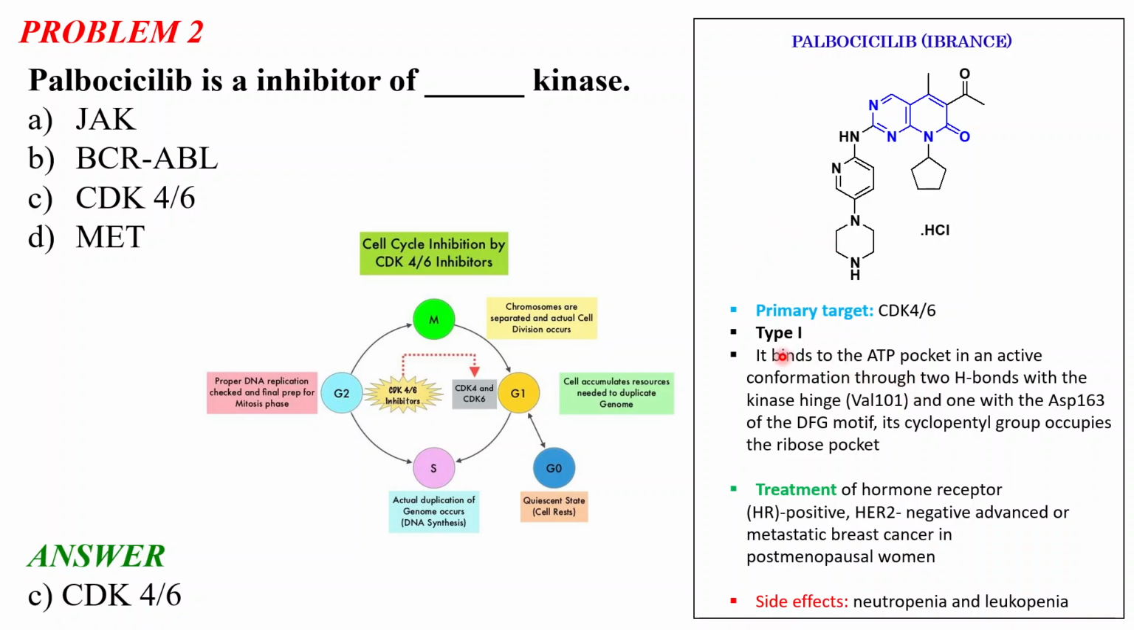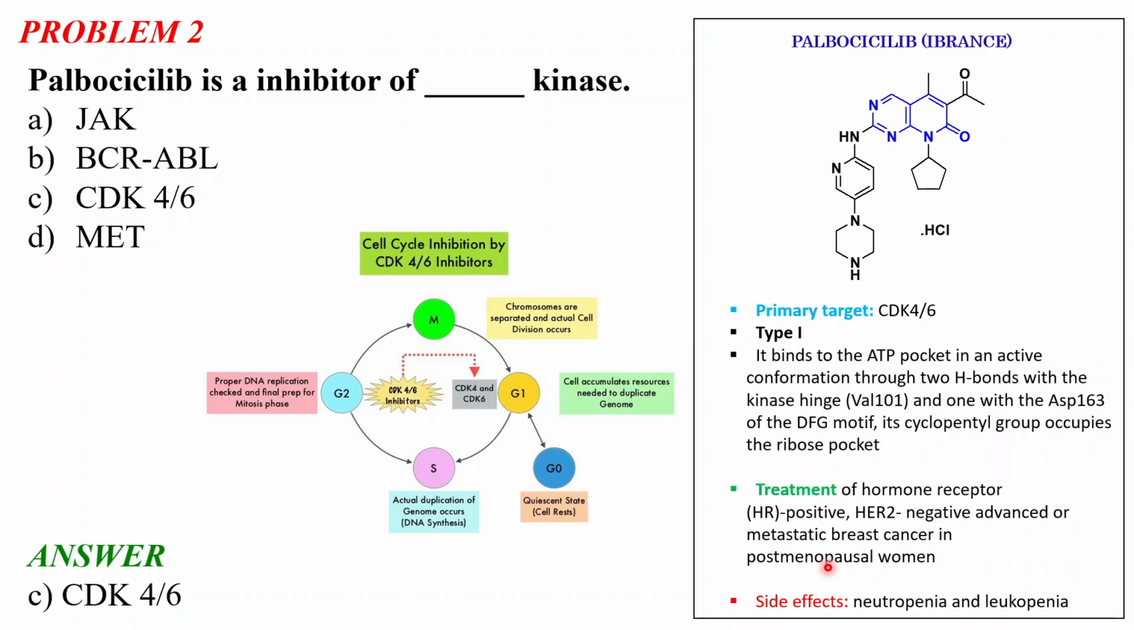So palbociclib is a type 1 kinase inhibitor of CDK 4/6, and it binds to the ATP pocket in an active conformation through 2 hydrogen bonds with the kinase hinge valine 101 and one with aspartic acid 163 of the DFG motif, and its cyclopentyl group occupies the ribose pocket. As you can see, there is a cyclopentyl group. It is used for the treatment of hormone receptor HR positive, HER2 negative advanced or metastatic breast cancer in postmenopausal women, and the side effects are neutropenia and leukopenia.